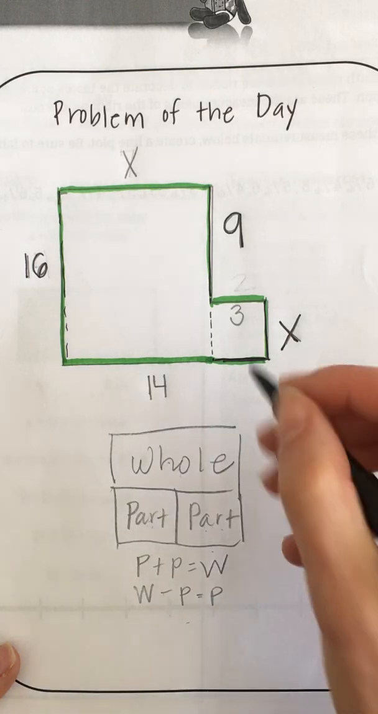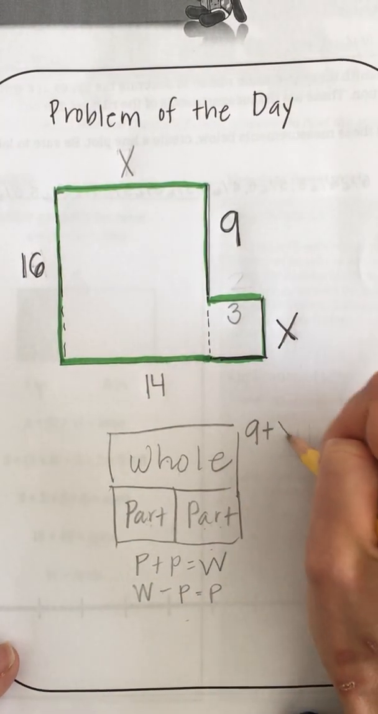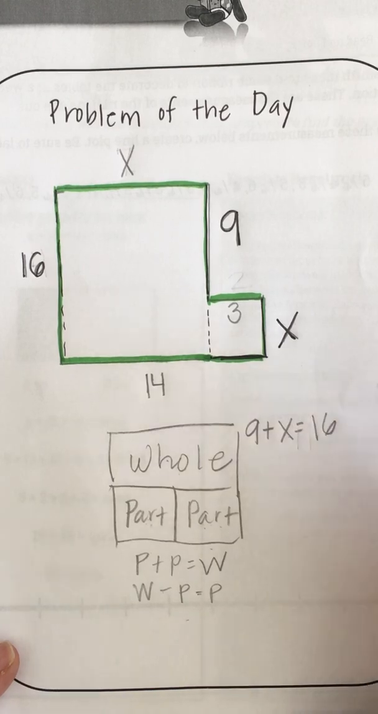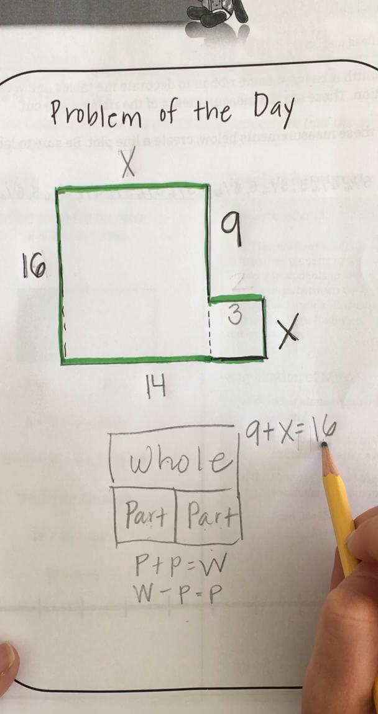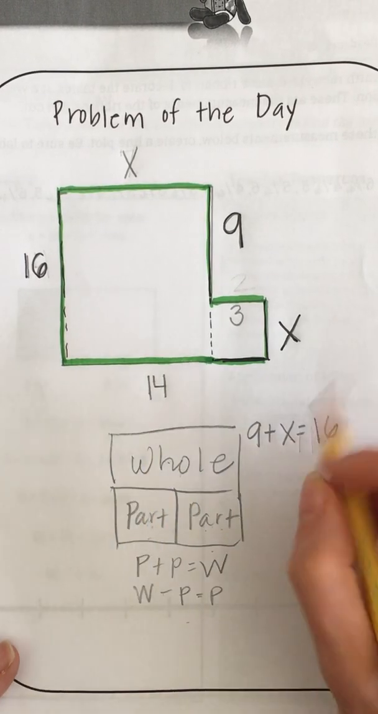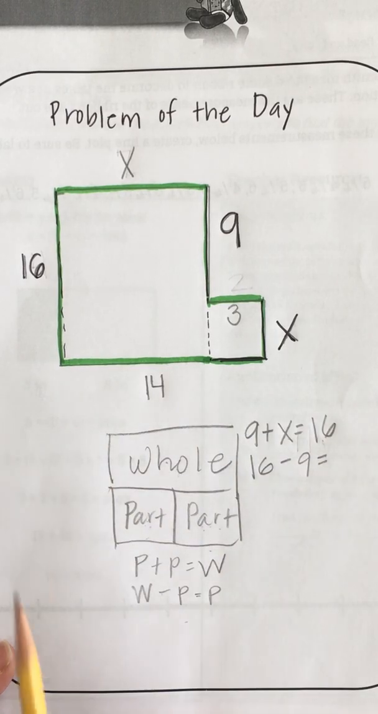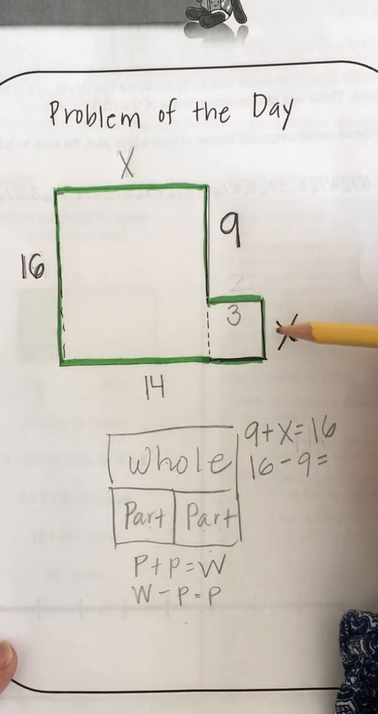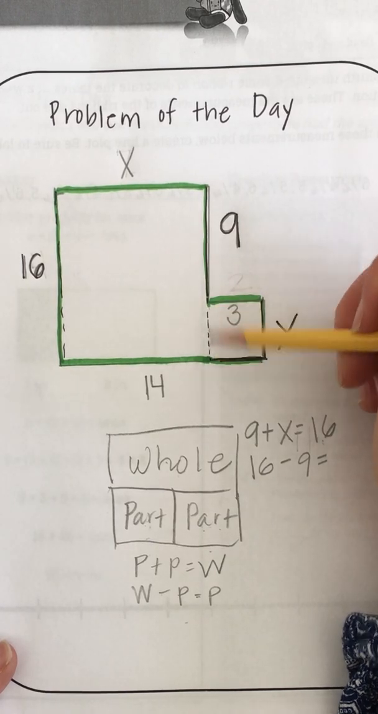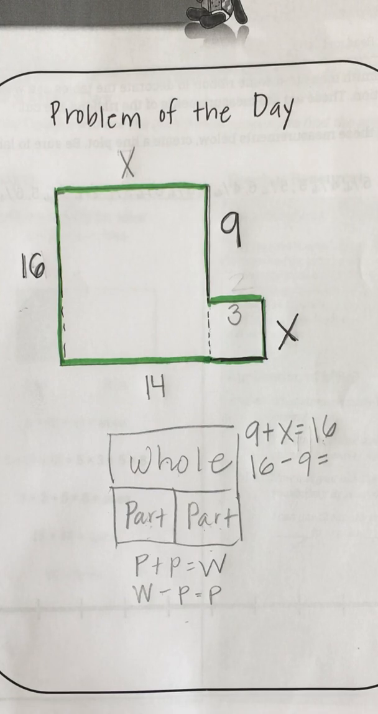So there's two things we can do. We can either do, here's my pencil, 9 plus our part equals our whole, a part plus a part equals our whole, which is 16. Or we can do 16 minus 9, our whole minus our part, to get to x. Because whatever x is, we need to figure out using what we know, our whole and our part. So I want you to think about that for a second.